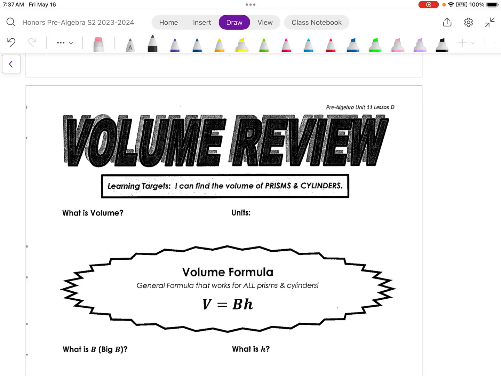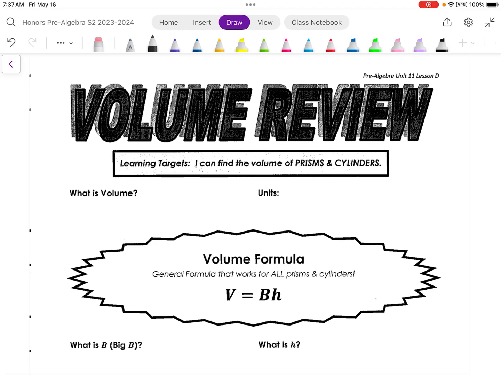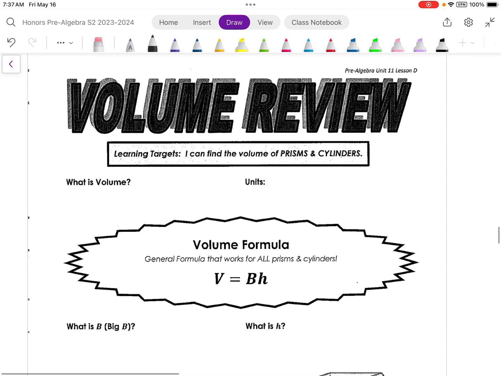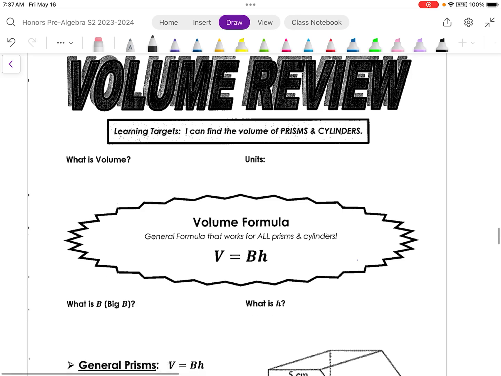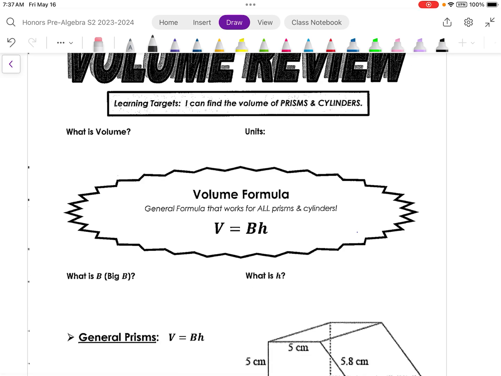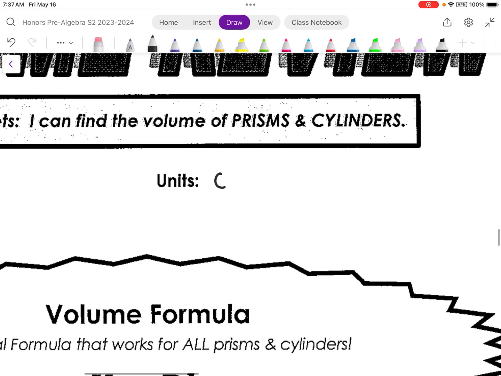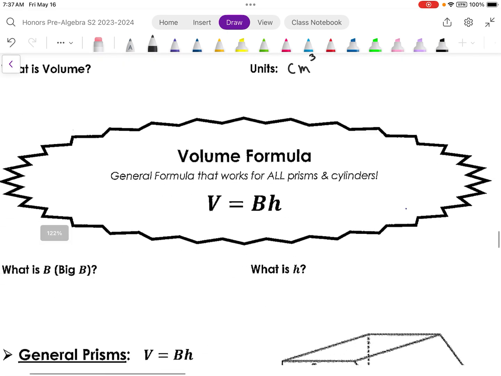We're starting with some volume review. This is stuff that hopefully you've received in the past few years, but we're just going to do a little bit of review. What is volume? Volume is the space inside of a shape, and the units we're going to use are cubed. So if I told you centimeters is our units, then we're going to label it centimeters cubed.